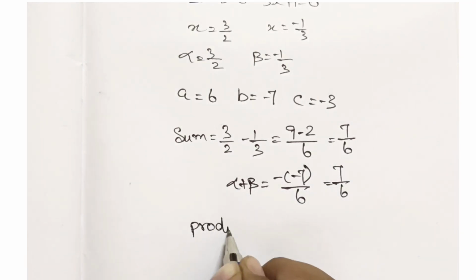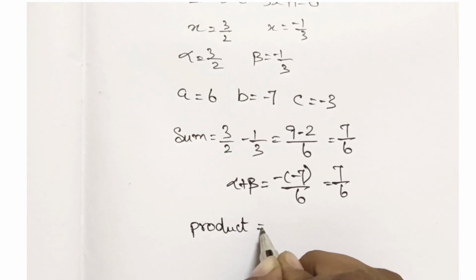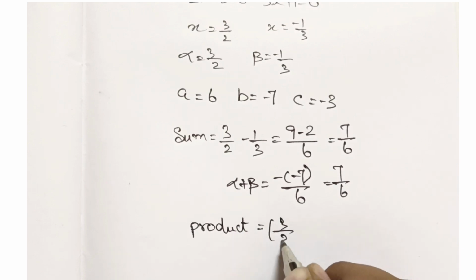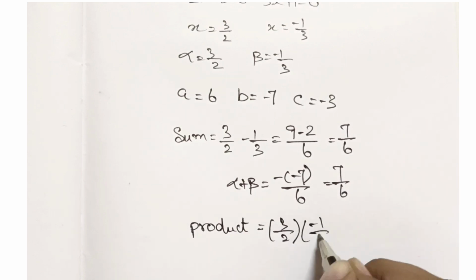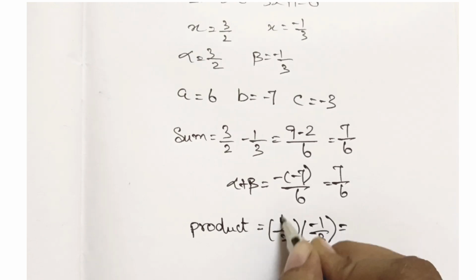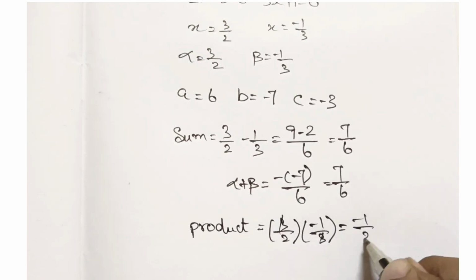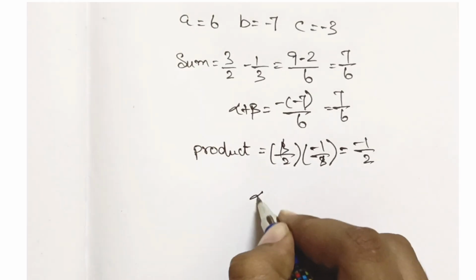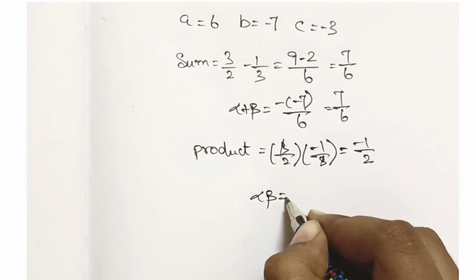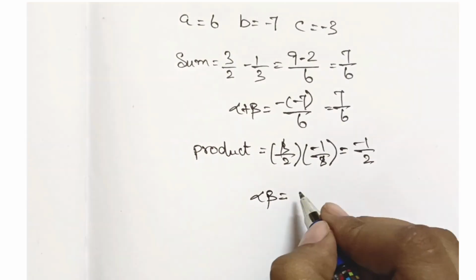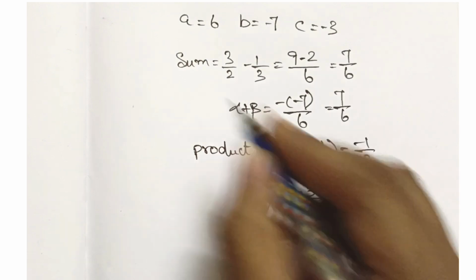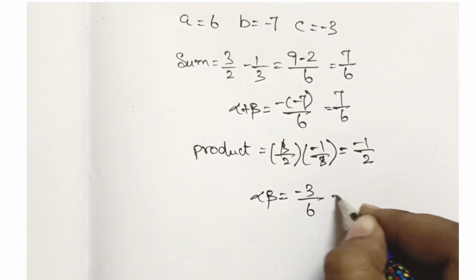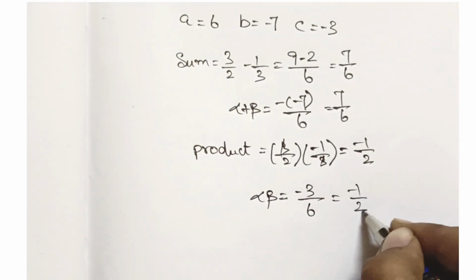And what is the product? Equal to 3 by 2 into minus 1 by 3. 3 can cancel, so minus 1 by 2. Alpha beta, product of the roots, equal to c by a. What is c? Minus 3, by what is a? 6. So we get minus 1 by 2.